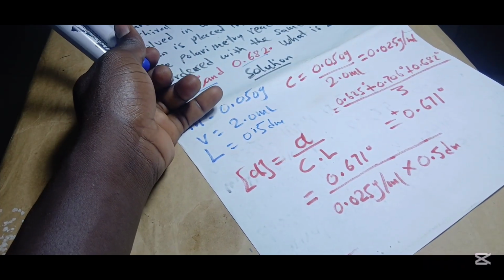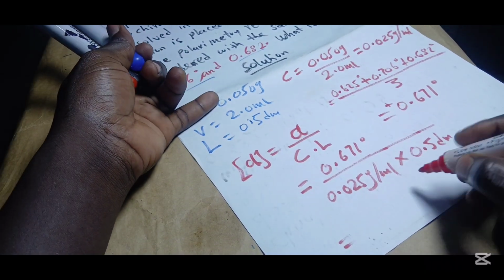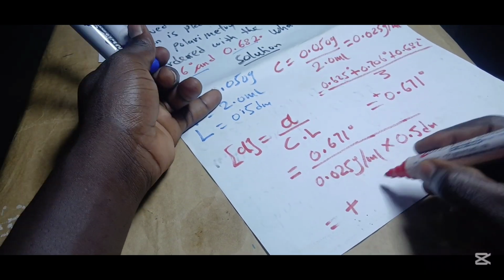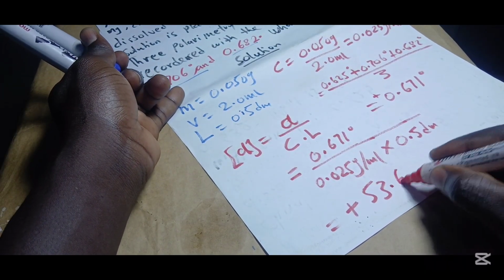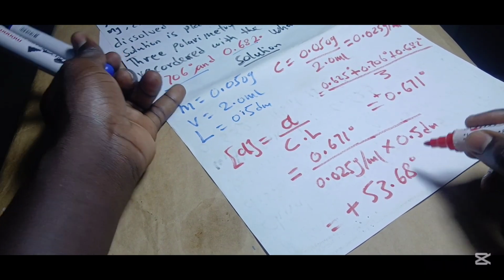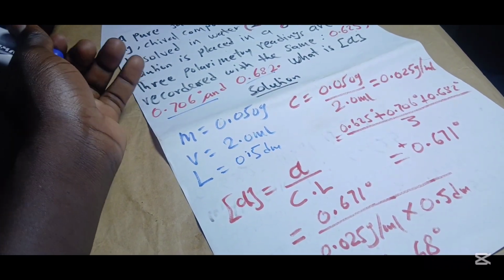So this one will give us positive 53.68 degrees. That is the specific rotation for the chiral compound A.